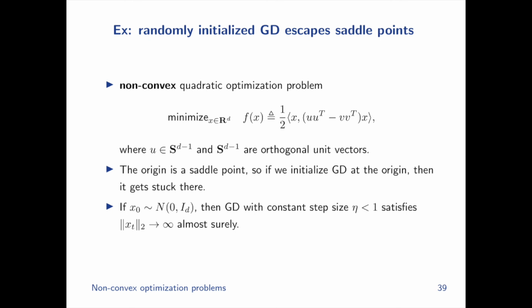Again, if you initialize gradient descent at the saddle point, it will never leave. So that's one way you can get stuck. But it turns out that if you draw the initial point randomly from, let's say, a Gaussian, and you use a constant step size, then the iterates will, in this case, diverge, but they will never get stuck in the saddle point. So this is a concrete result to the effect of gradient descent never getting stuck in saddle points.